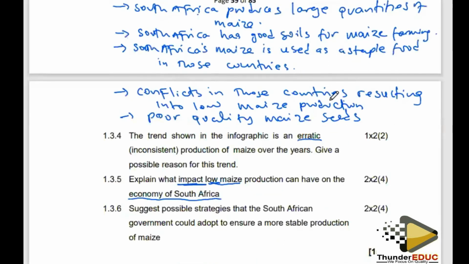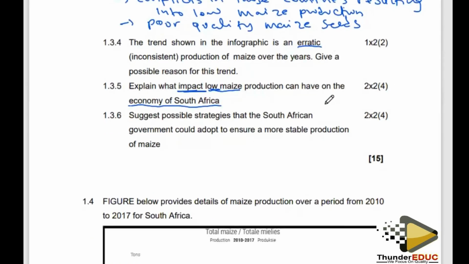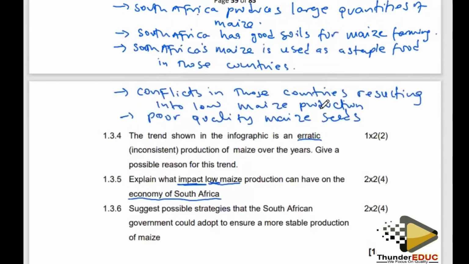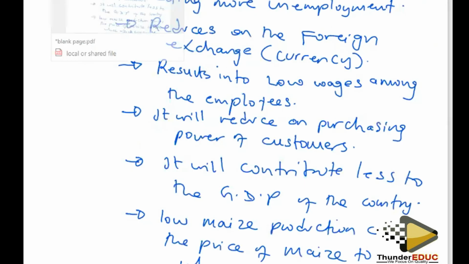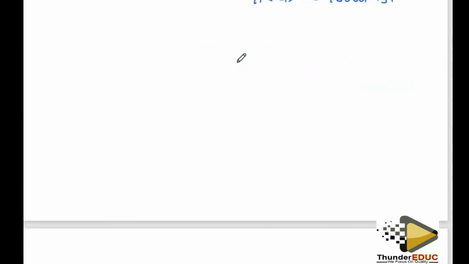Okay. In 1.3.6, it says suggest possible strategies that the South African government could adopt to ensure a more stable production of maize. Okay. What must the government do to ensure a more stable production of maize? 1.3.6, you can as well use this blank page.